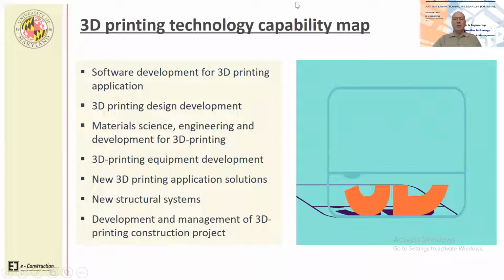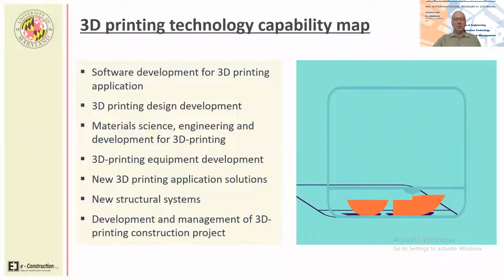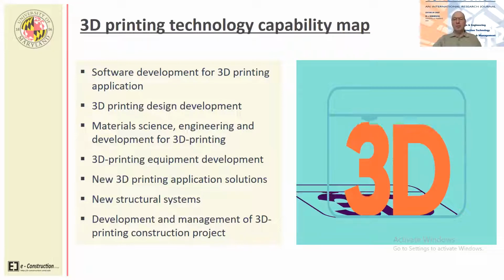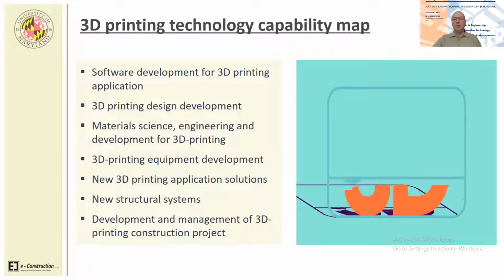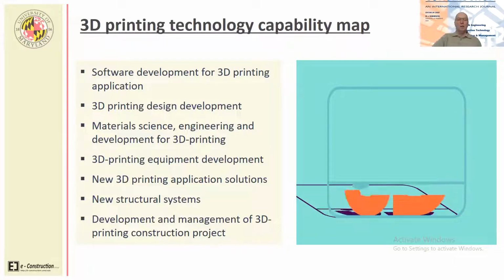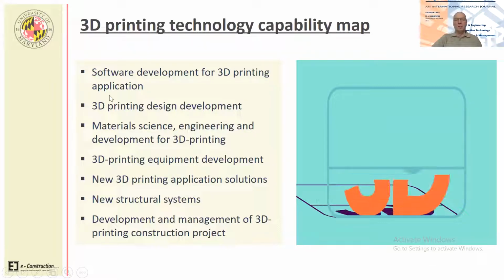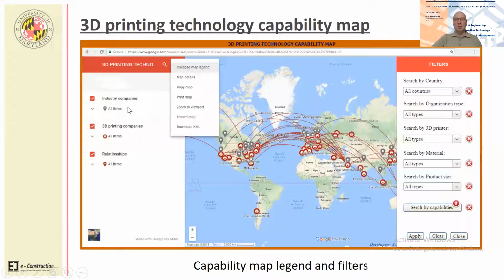This technology capability map will likely result in the development of new structural systems, and management of 3D printing construction projects will also be greatly enhanced by being able to use this technology capability map. To what extent it'll materialize in the near future depends on the interest of not only contractors, but especially construction owners that want to utilize this technology. And we want to be able to be of help.